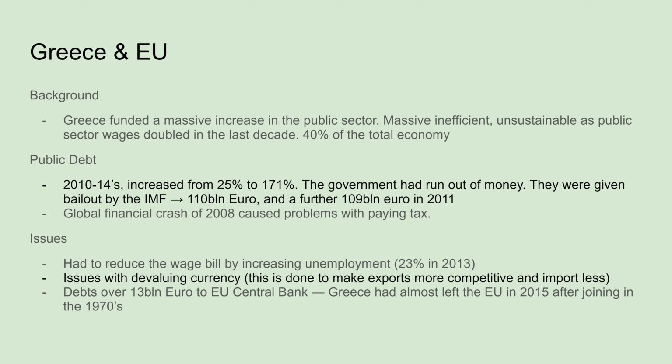Devaluing currency is usually done to make exports more competitive and imports less. So they literally couldn't do that because you can't exactly devalue the euro. One country can't just do that. There were debts over 13 billion euro to the EU Central Bank, and Greece had almost left the EU in 2015 after joining it in 1970.